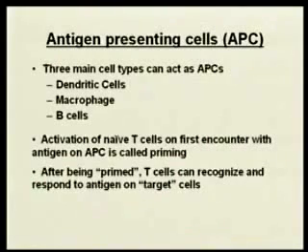Now let's talk a little bit about the antigen-presenting cells. What cell types can actually present antigen with class 2 MHC? Typically there are three main cell types: the dendritic cells, the macrophage, and the B cells. These cells play a major role in the activation of naive T cells. Once you have the interaction between the naive T cells and an appropriate APC, you get a primed T cell, and this primed T cell then has less requirement for these APCs.